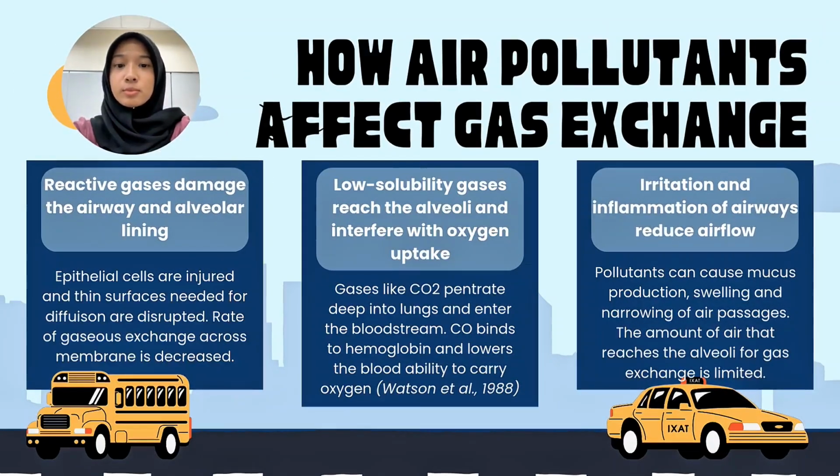So now we know that air pollutants are harmful for the human body, but how do they affect gas exchange? First, the reactive gases in air pollutants damage the airway and the alveolar lining. The epithelial cells in our bodies are injured and the thin surfaces needed for diffusion are disrupted. Thus, the rate of gas exchange across the membrane is decreased. Next, the low solubility gases reach the alveoli and interfere with oxygen uptake. Gases like carbon monoxide penetrate deep into the lungs and enter the bloodstream. Carbon monoxide binds to hemoglobin in our blood and lowers the blood's ability to carry oxygen throughout our body.